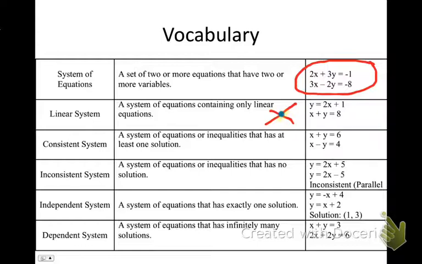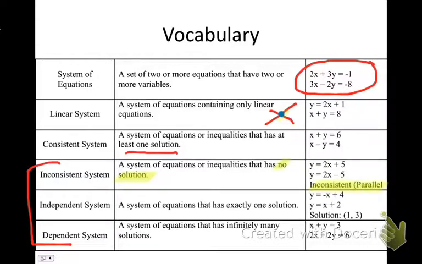A consistent system is a system of equations or inequalities that has at least one solution, so kind of a key there, at least one. And these are the 3 we're going to be classifying towards the end. But an inconsistent system is a system of equations or inequalities that has no solution, so key there, inconsistent, no solution. They would be parallel, as you see over here.